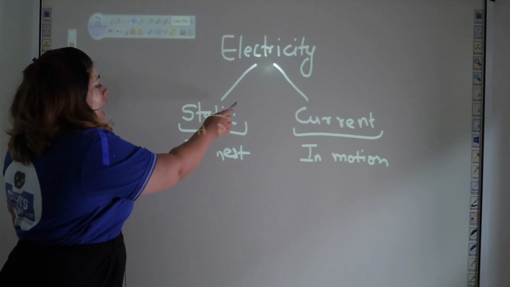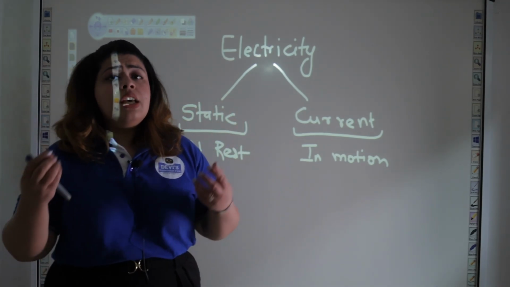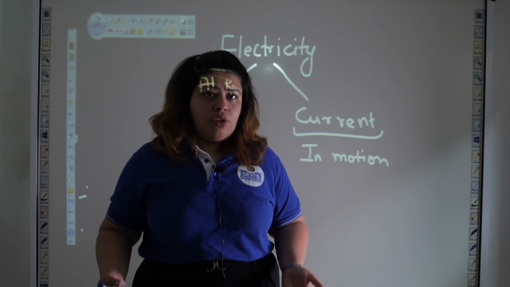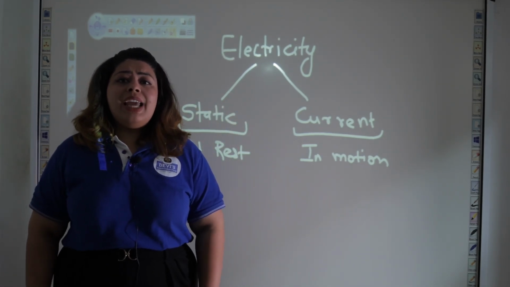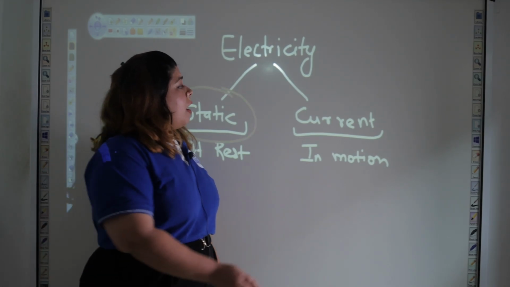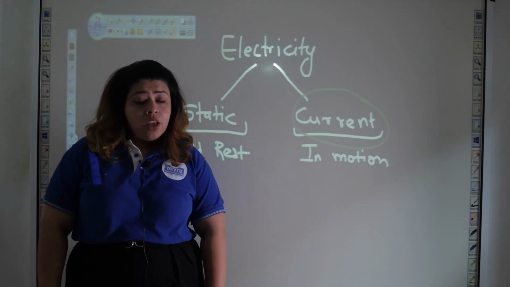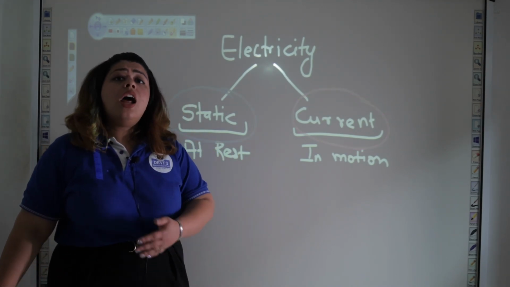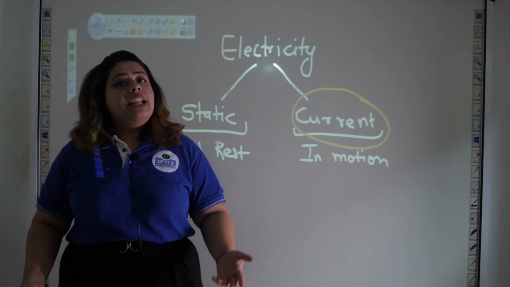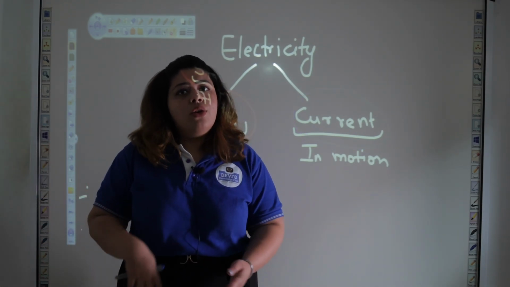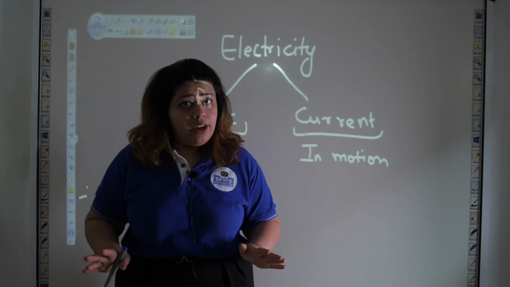When I talk about static electricity, it is when the charges are there on the surface of the object. They do not flow or move. They are going to be at rest. When I talk about current electricity, the charges are in motion. So what do I mean by motion? They are moving from one point to the other point. When we talk about charges, we already know there are two types of charges, protons and electrons, but we are talking about electrons.